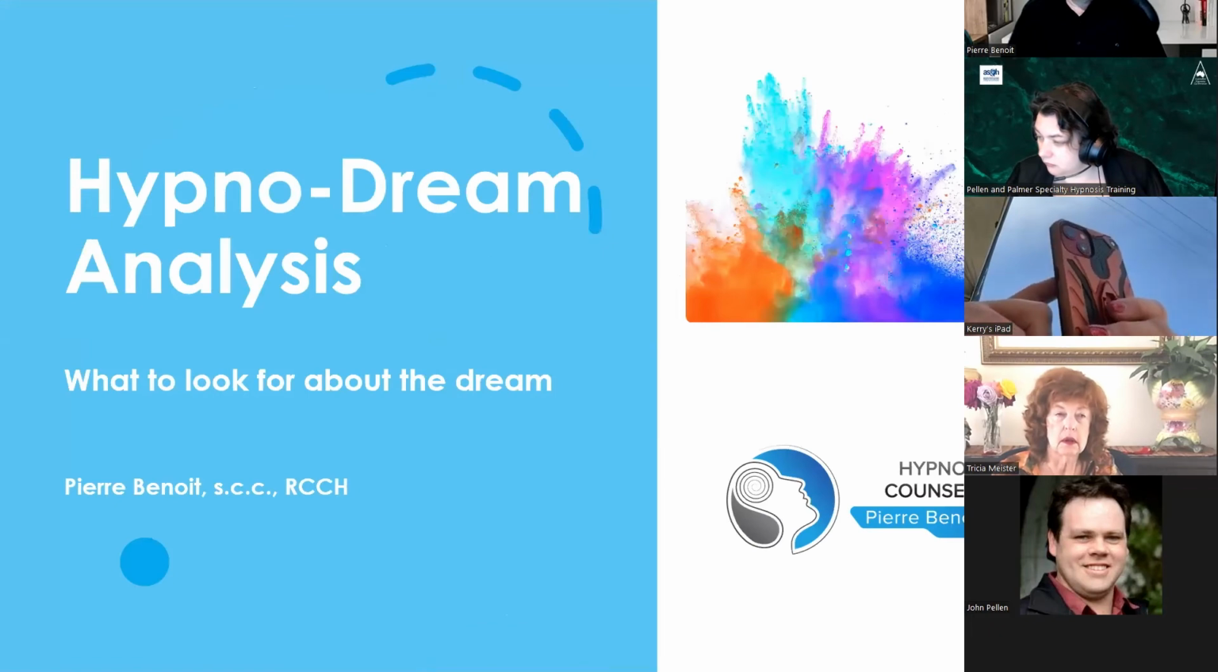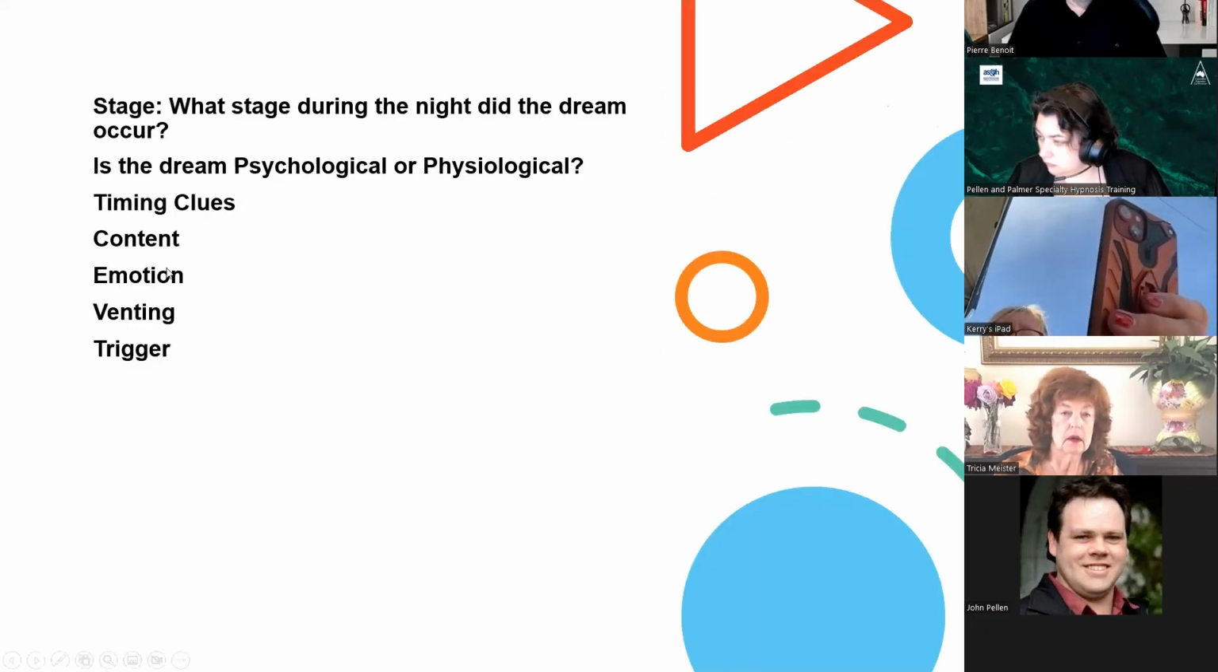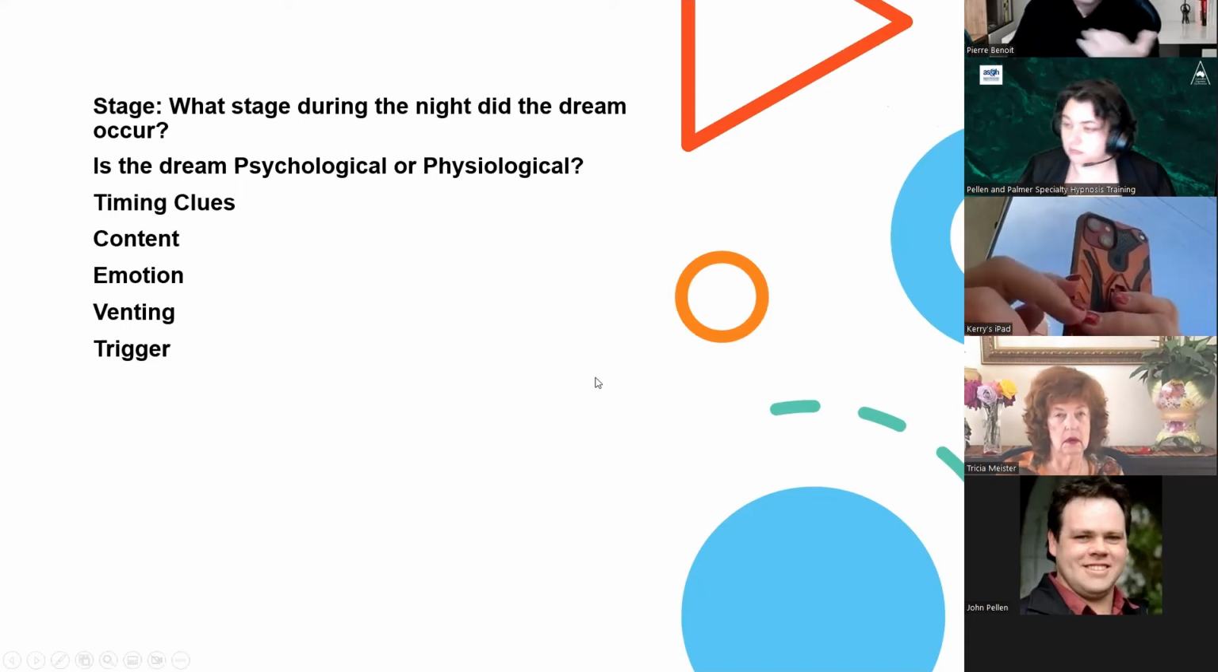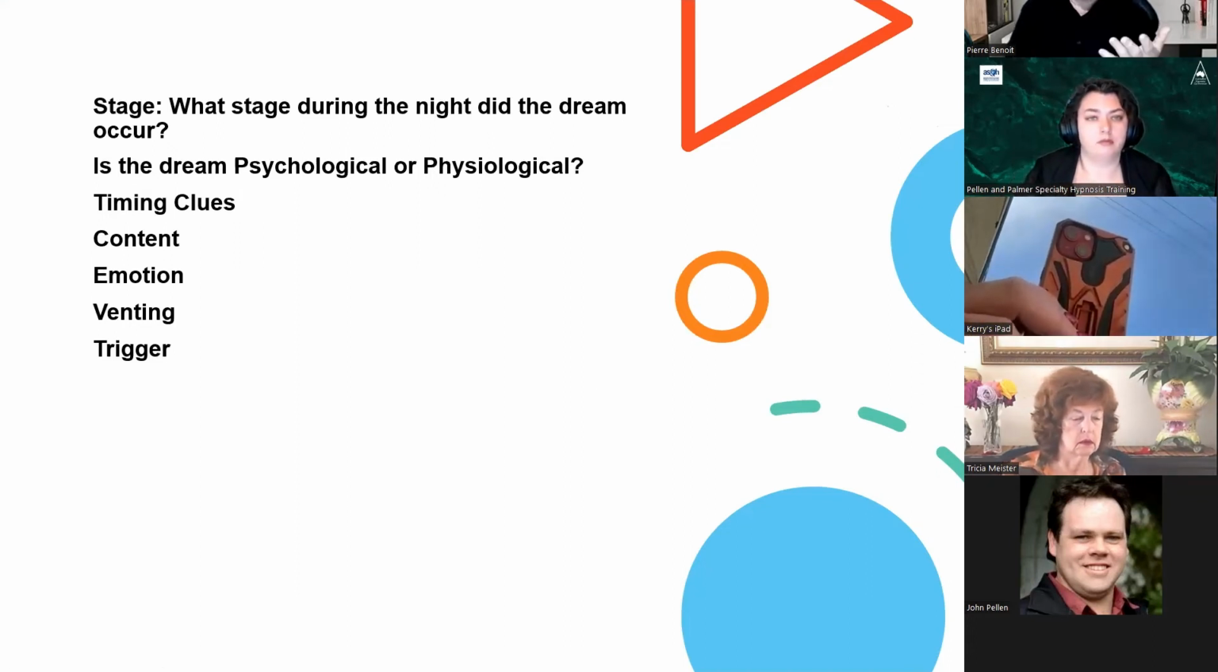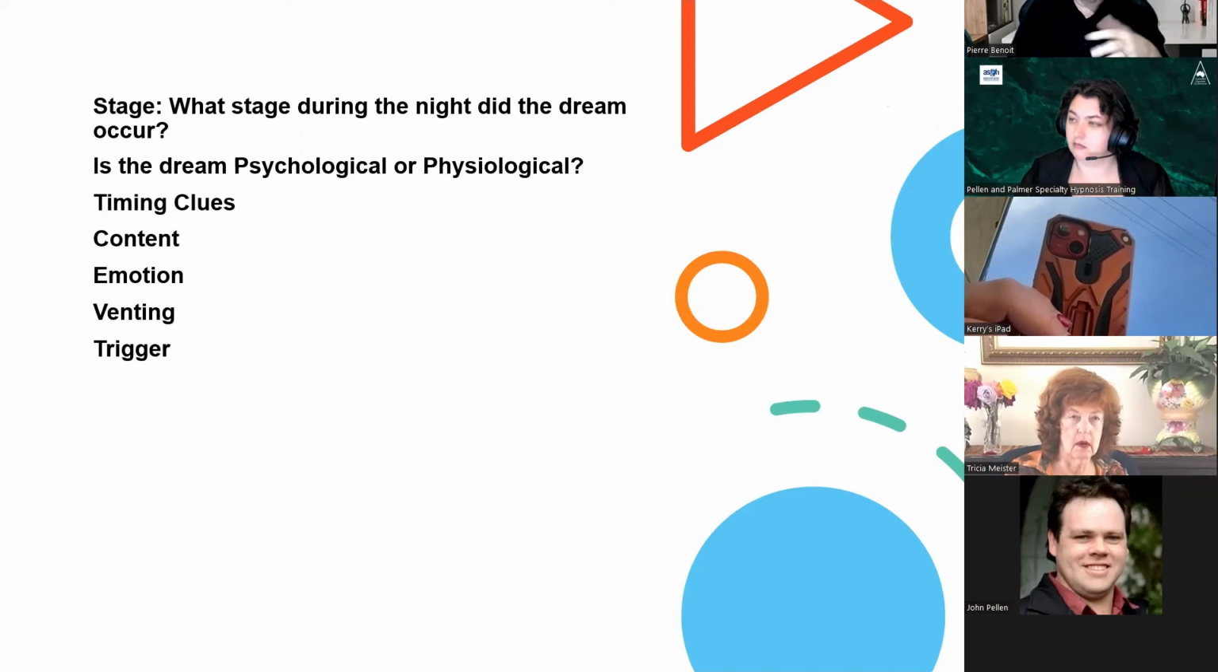So what we need to look for in the dreams, basically one of the first things that we need to do, there's 7 points that are very important. The first one is at what stage during the night did the dream occur? We need to figure out if it's the first, second, or third. Remember, the first one is just evacuating stuff. The second one is working out problems subconsciously. But the third one is the venting process. And that's the one that we want to work with.